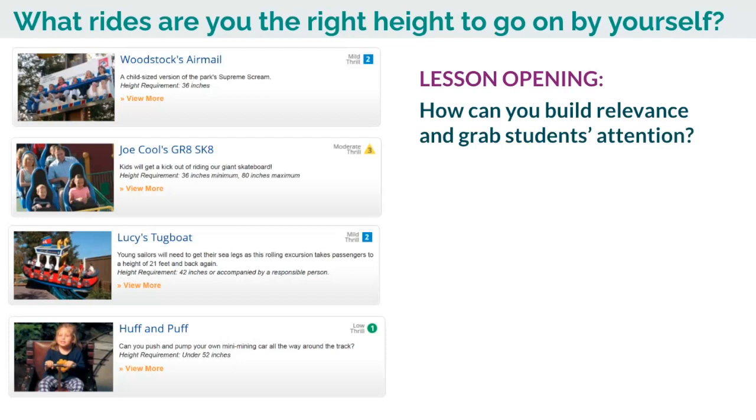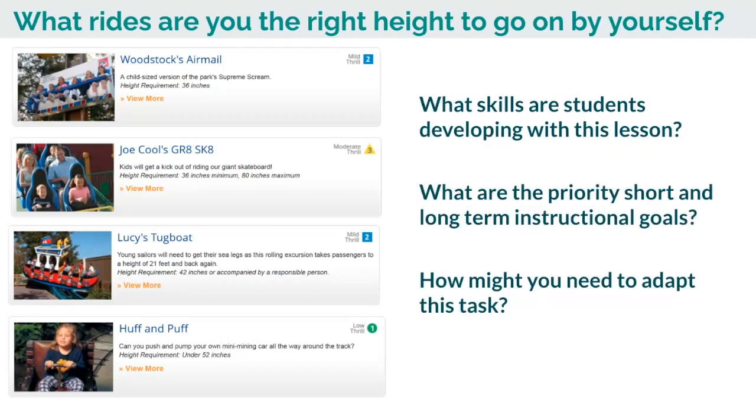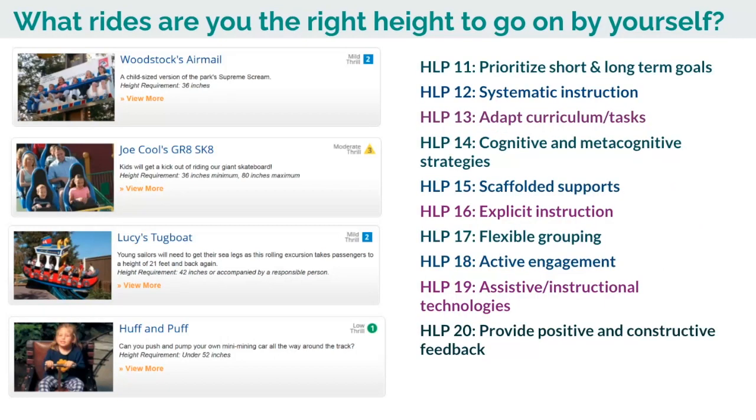Talk in your group about how you might build relevance and grab students' attention at the start of this lesson. Pause the video and write down some ideas. In your group, discuss what skills students are developing with this lesson. What are the priority short and long-term instructional goals? How might you need to adapt this task? Now, work on a lesson body and closing with this task that incorporates some of these HLPs, which you should notice also overlap with those 8 guidelines.